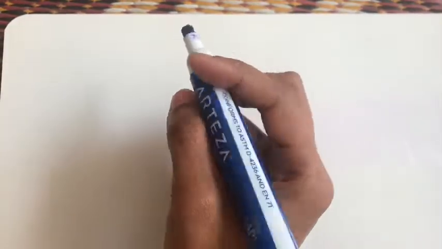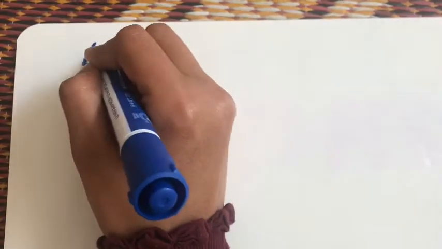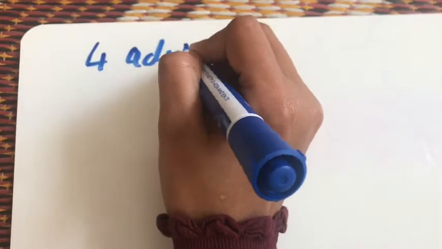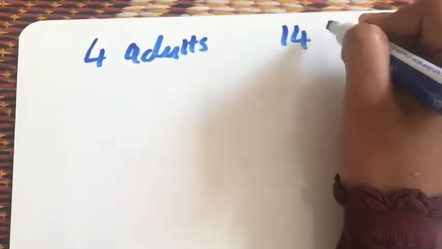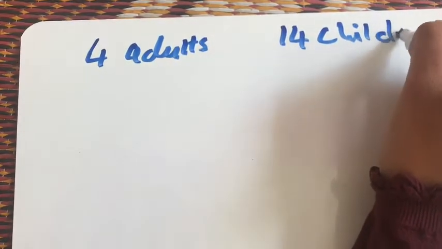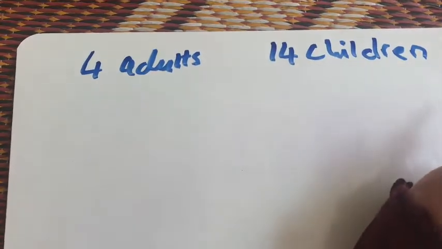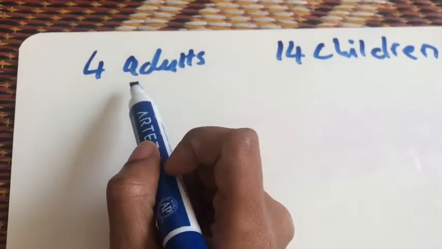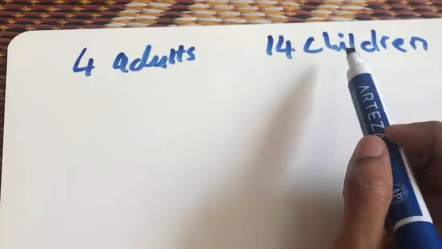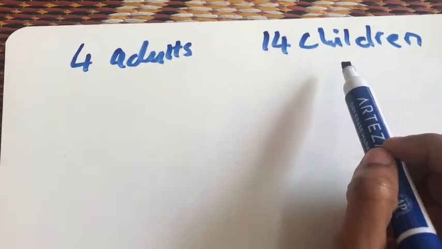Welcome back. Liz is trying to make a party, and she's invited 4 adults and 14 children. And she wants to make 2 cookies for each adult and 3 cookies for each child.